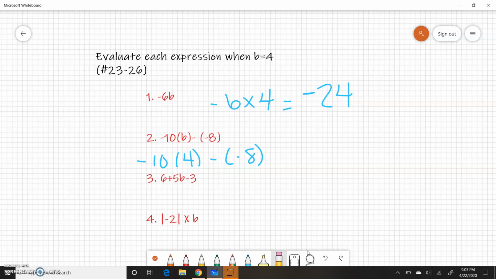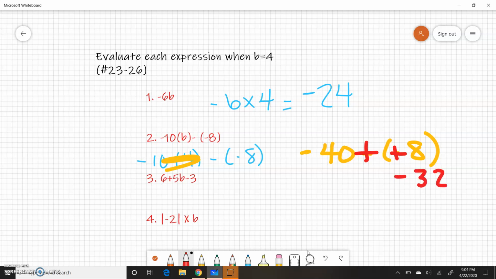So negative 10 times 4. Well, 10 times 4 is 40. One is negative, one is positive, so that gives me negative 40. And then I'm left with minus a minus 8. As we learned yesterday, minus a minus really means plus. So I'm left with negative 40 plus 8. Well, if I'm at negative 40 on my number line and I move to the right 8 spaces, I'm going to be left at negative 32.